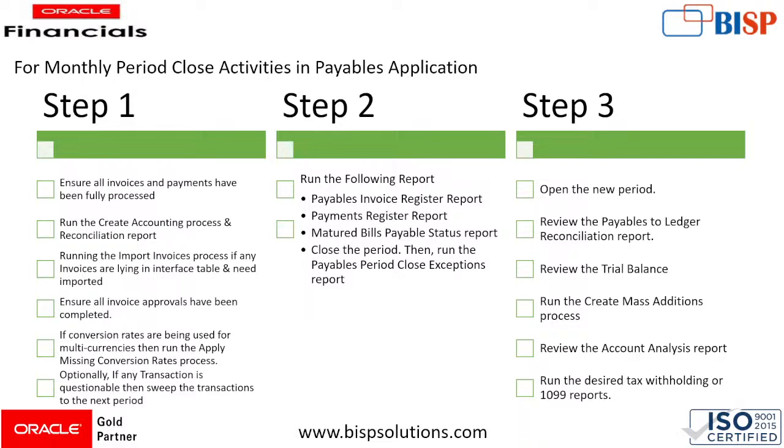But first, it is important to understand the steps involved to close the payables module properly. So these are the steps you should follow. Ensure all invoices and payments are fully processed. This eliminates the maintenance during the reconciling. Run the create accounting process to ensure that all outstanding items on the reconciliation reports are not there because of items that have not been accounted for.